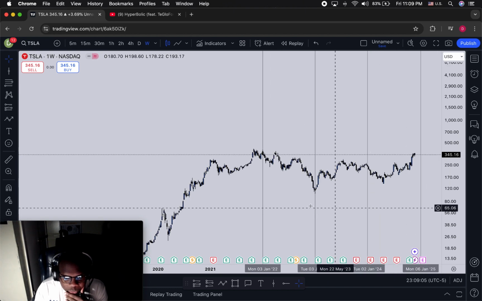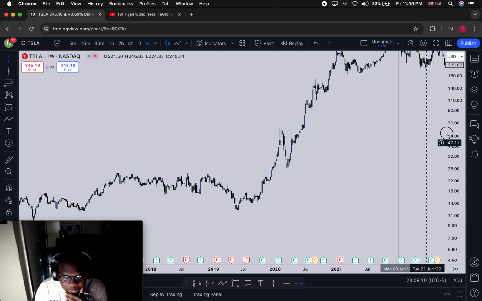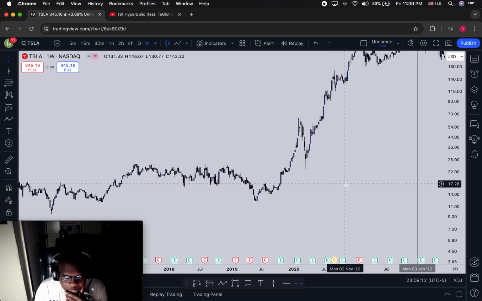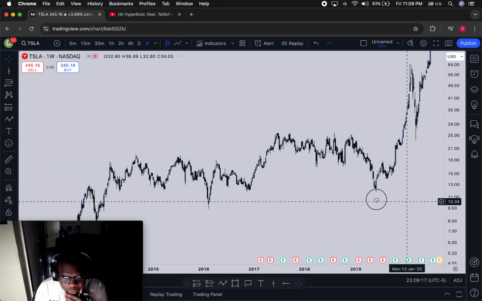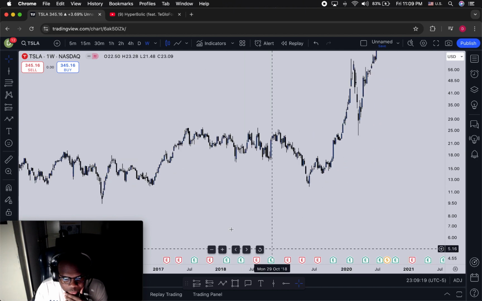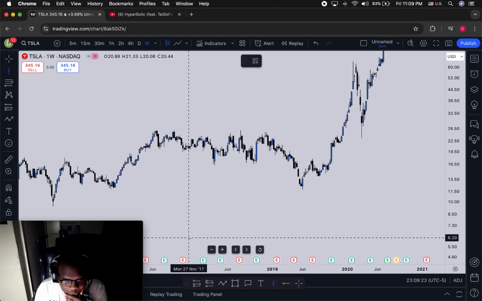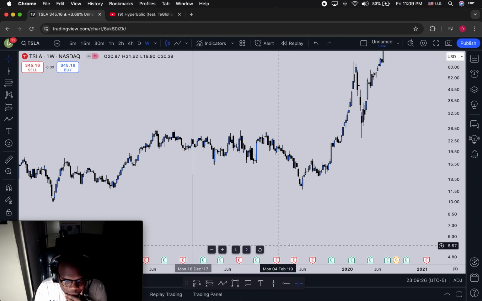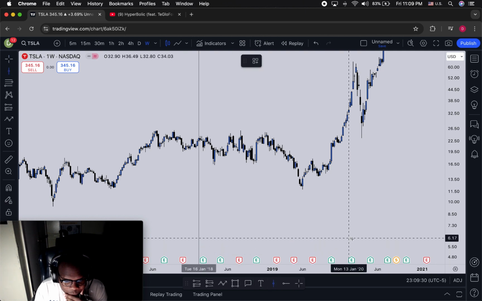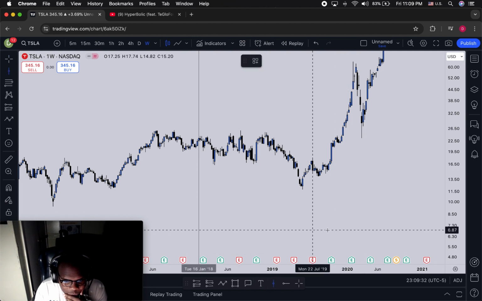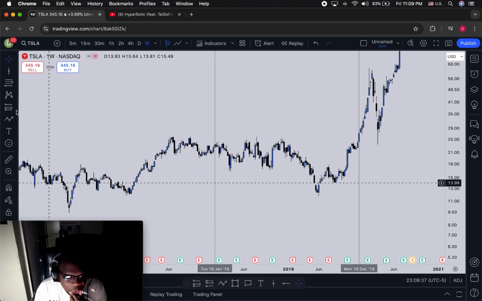Our range is pretty much when price is just in between the same price points. It's not making higher highs and higher lows. It's kind of just sporadic. Like this right here would be a range, actually. All this right here, when Tesla was back in these couple of years, from 2018 to about 2019, the price was moving sideways.